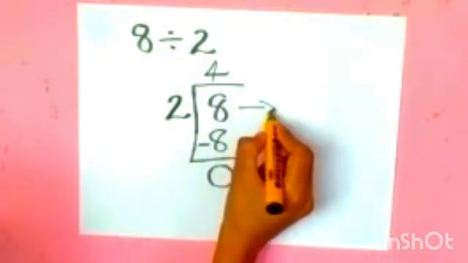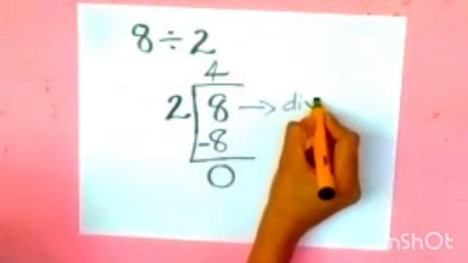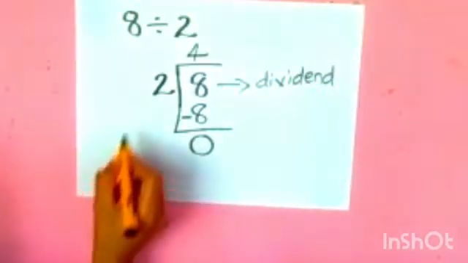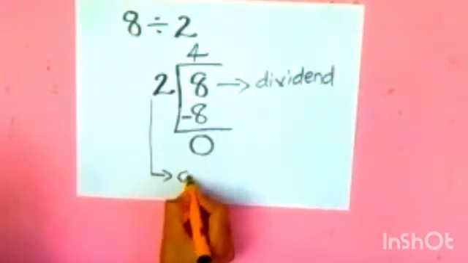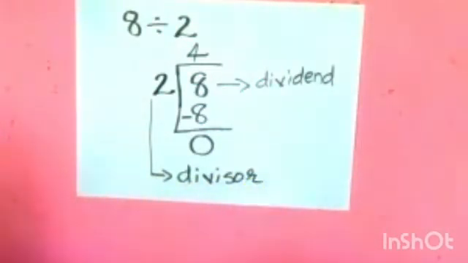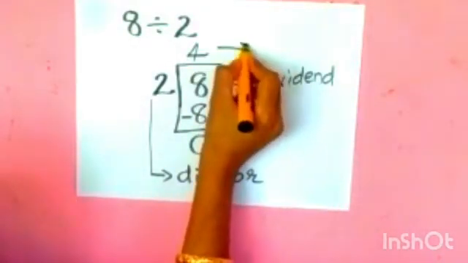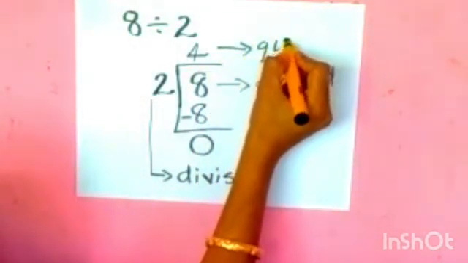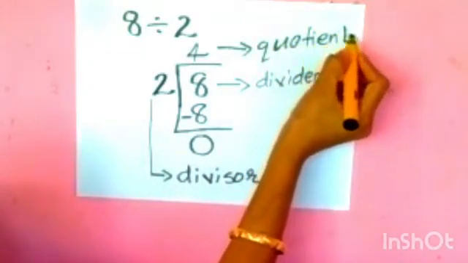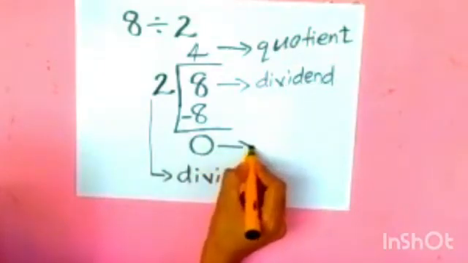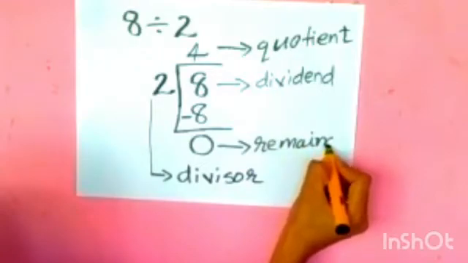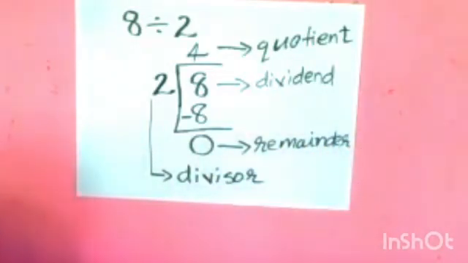This 8 is known as dividend. This 2 is known as divisor. Our answer 4 is known as quotient. And the 0 is known as remainder.